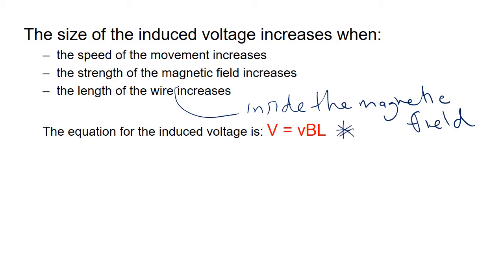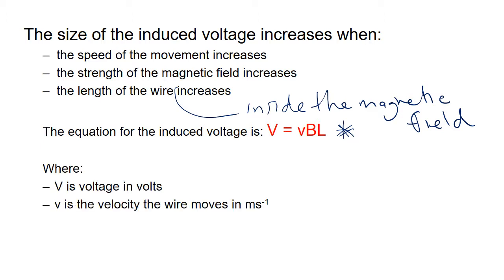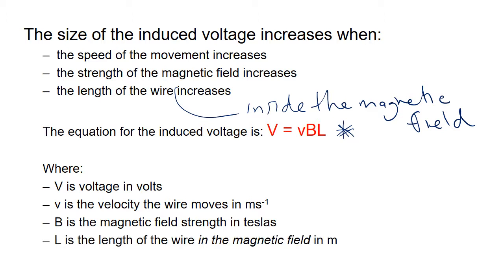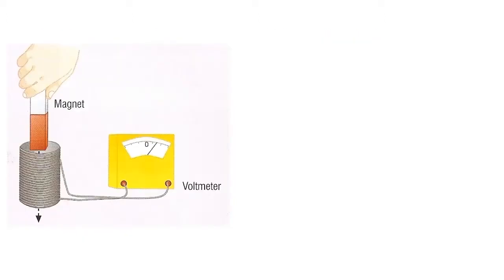Okay, you don't need to know the equation itself. I'm just using it as an example to illustrate how you can increase or decrease the induced voltage. So V is the voltage in volts, v is the velocity of the wire moving in meters per second, B is the magnetic field strength in Teslas, and L is the length of wire in the magnetic field. Okay, that's the important thing. So those are the three things that you can adjust to increase the voltage induced in the wire.